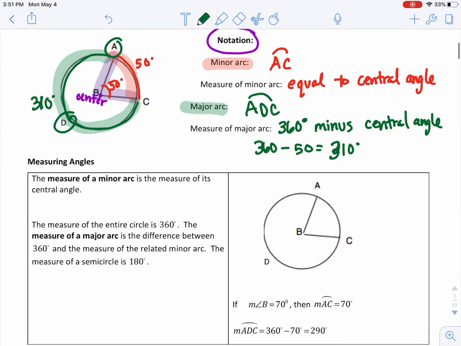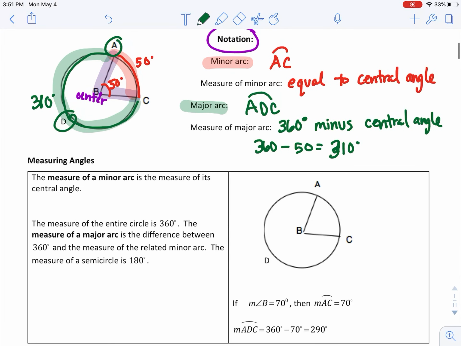Okay, so this is more about measuring them, which is what we talked about. So the measure of the minor arc is the measure of the central angle.